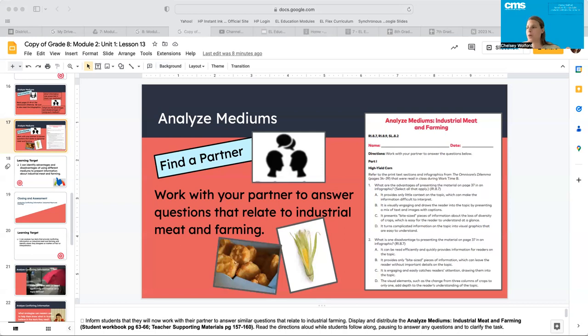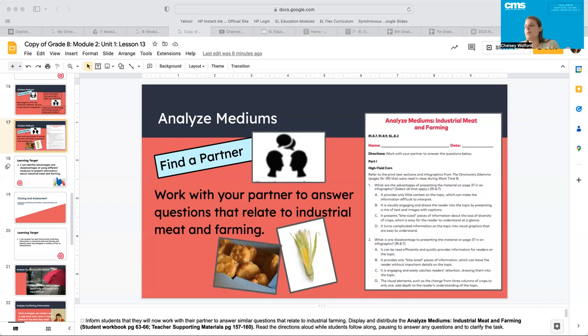Number 2 says, what is one advantage to presenting the material on page 37 in an infographic? You should have said B. It provides only bite-sized pieces of information which can leave the reader without important details on the topic. I'm sorry, if I said advantage, I meant disadvantage. It provides, so it's only bite-sized, right? It doesn't include everything, okay?